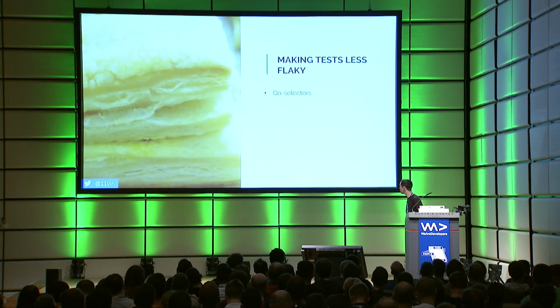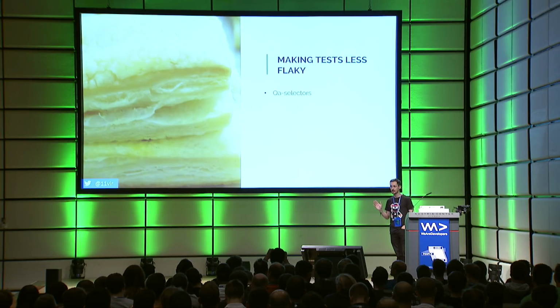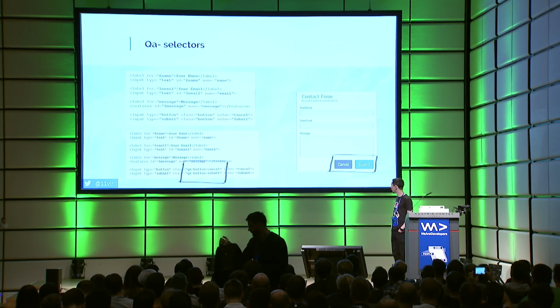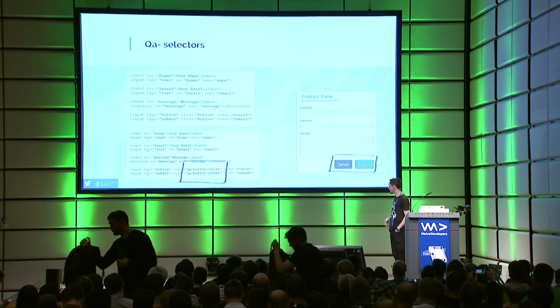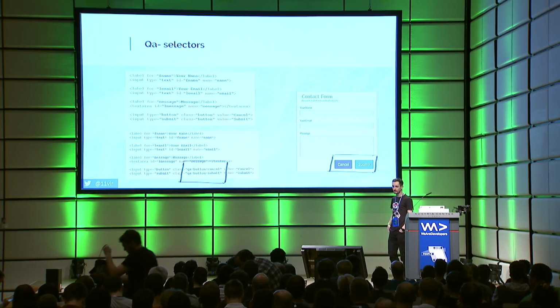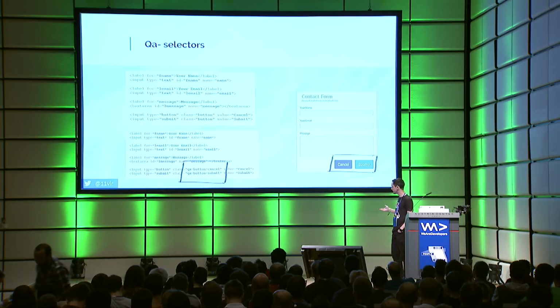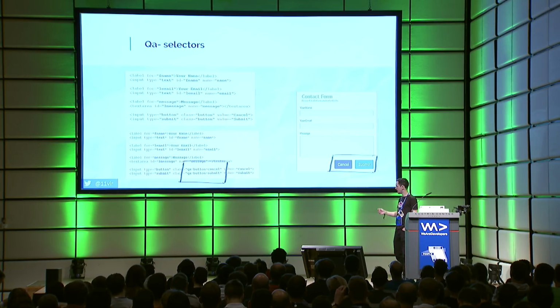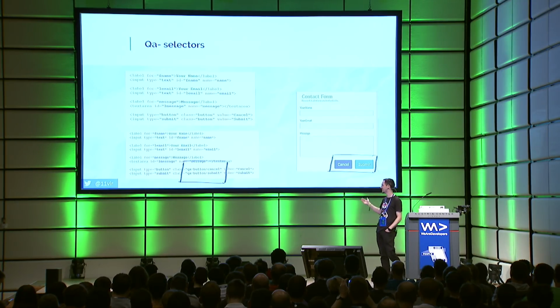Another thing, is anybody familiar with QA selectors? Perhaps you call them data QA selectors. This is a really good thing. Using the contact form example again, the code at the top is the typical markup we see for some of our journeys. But what you can do, to try and make your tests less flaky, is, for example, for the class of the cancel button, give it a unique class of QA-button-cancel, and for the submit button, QA-button-submit.